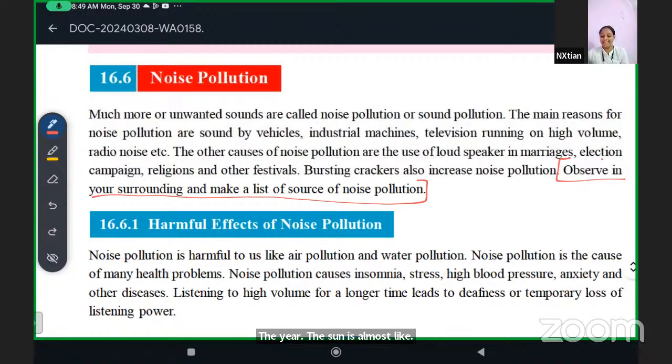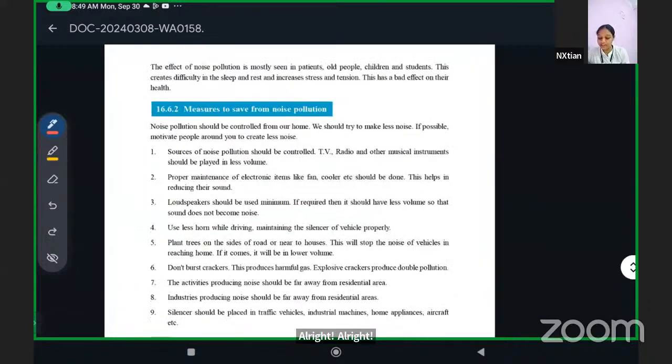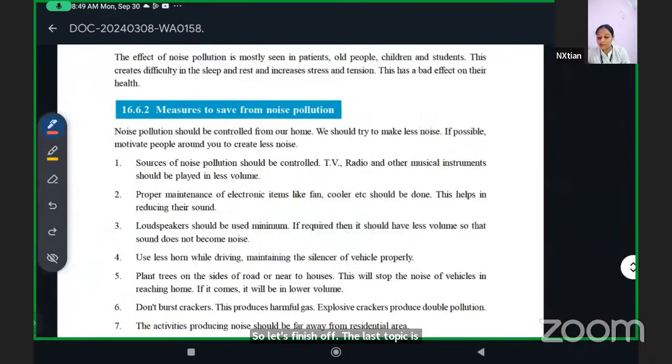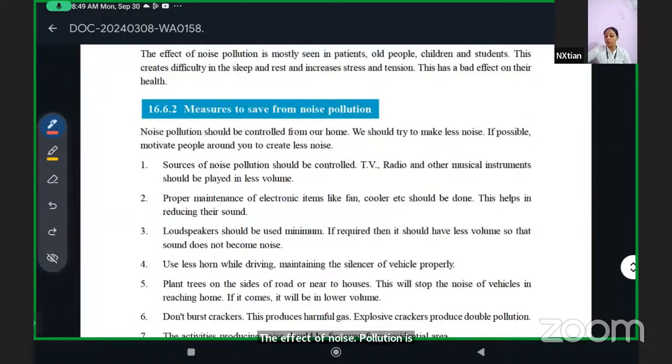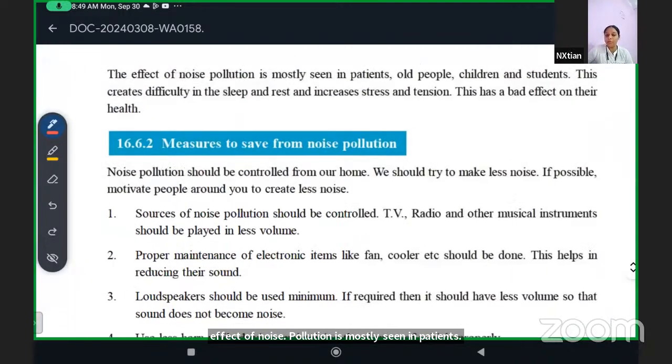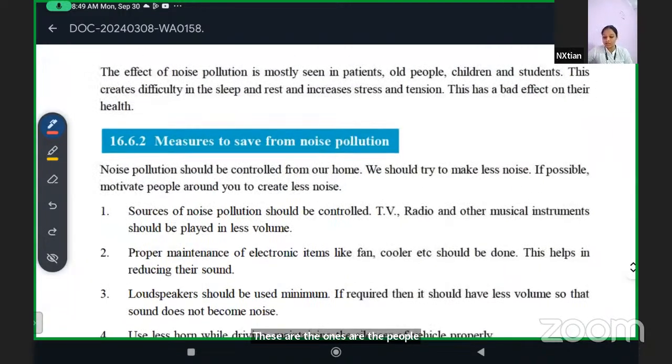All right, so let's finish off. The last topic is that the effect of noise pollution is mostly seen in patients, old people, children, and students. These are the people who are most affected by it. Old people, because their hearing becomes weak. When we come into old age, all our organs and senses start becoming weak: our eyesight, our hearing capacity, everything.